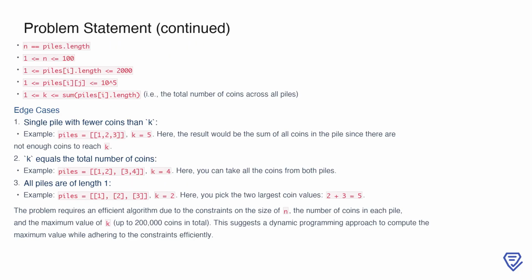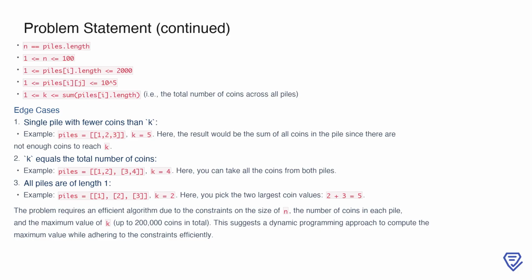The problem comes with several important constraints. First, the number of piles, n, is at most 100, and each pile can contain up to 2,000 coins. The value of each coin is a positive integer up to 100,000. Additionally, the limit k can be as large as the total number of coins across all piles, meaning you may need to consider up to 200,000 coins.